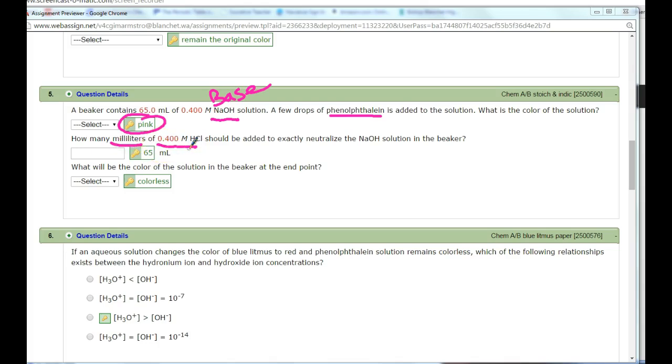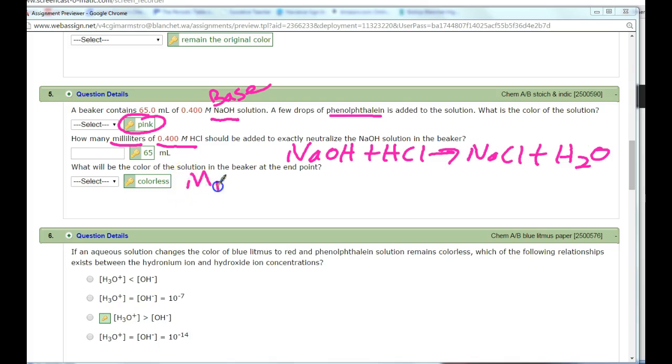Next question, how many milliliters of 0.4 molar HCl should be added to exactly neutralize the sodium hydroxide solution in the beaker? So let's write out the equation again. Sodium hydroxide plus HCl is going to make NaCl again plus H2O. They don't necessarily have to be in that order. But the gist of this problem is that it's all 1-to-1 ratio. So we can use M1V1 is M2V2, or you could use MAVA is MBVB.